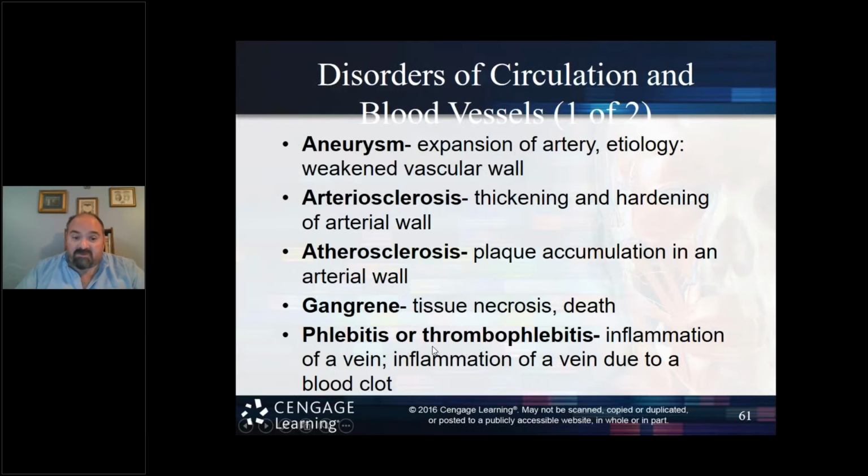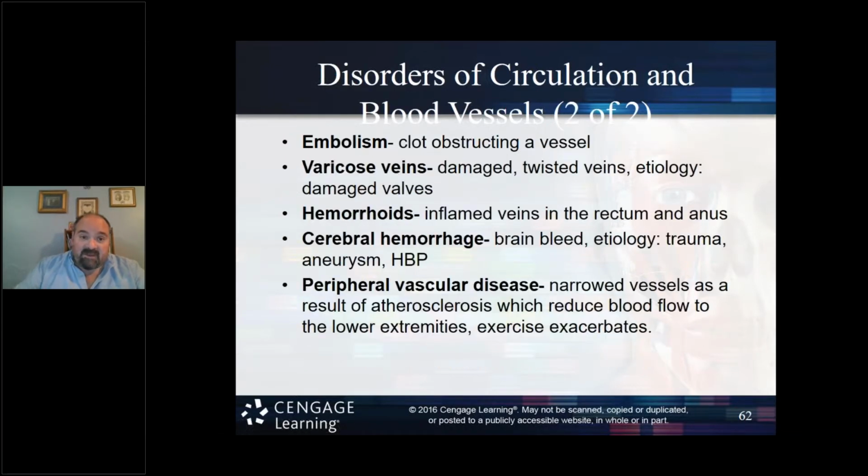Phlebitis, right? So we think inflammation of a vein. That's when we think of the itis, inflammation. Phleb, the word root there for vein. Inflammation of a vein due to a blood clot, not a good thing, right? An embolism is when we have a clot obstructing a vessel, right? And so really, know that you can have clots break off from a vessel. They start traveling, then they go to another vessel that's smaller, and they can block that vessel, and this can be tragic consequences.